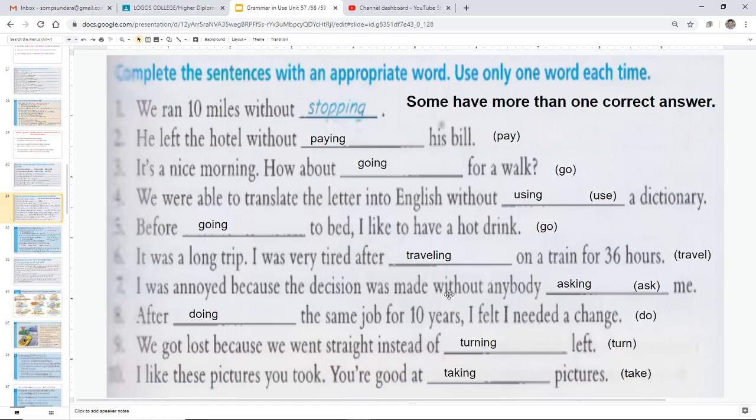Here, I just wanted you to put everything in ing. And I gave you the verb, and all you had to do was put in the gerund form, because gerunds follow prepositions.